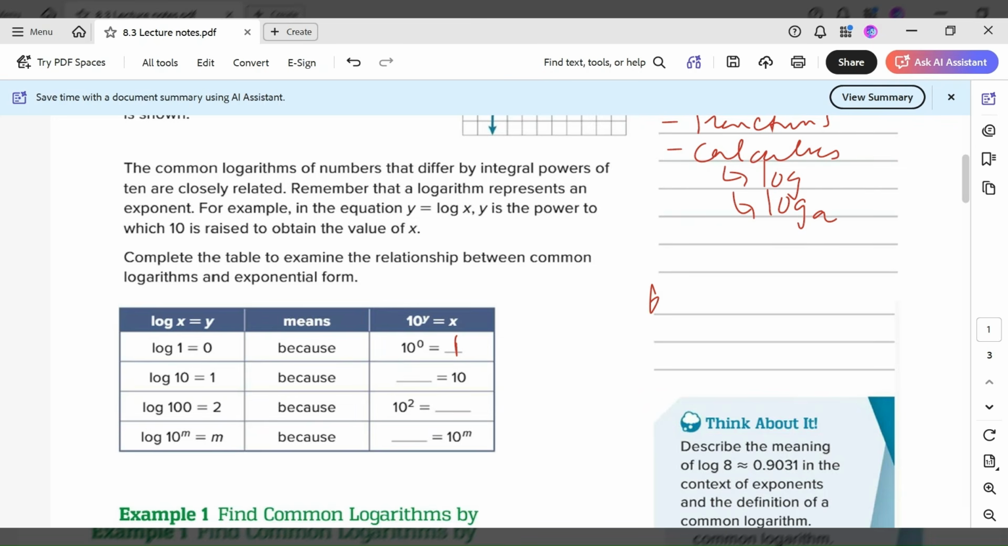Remember that rule: anything raised to the 0 power is 1. So log 10 is equal to 1 because 10 to the first power is 10. Log of 100 is equal to 2 because 10 squared is 100. Log of 10 to the m equals m because 10 to the m equals 10 to the m.